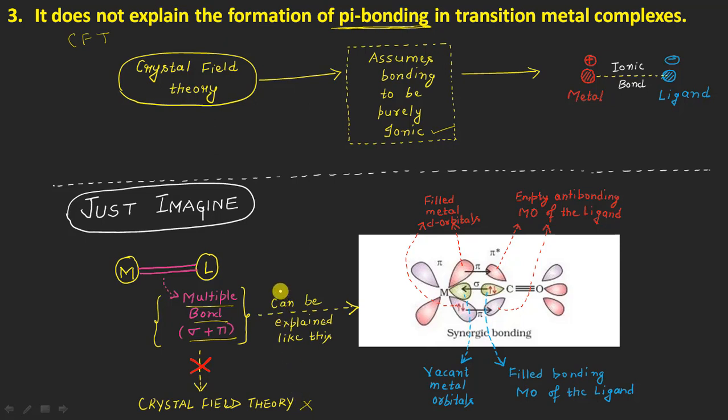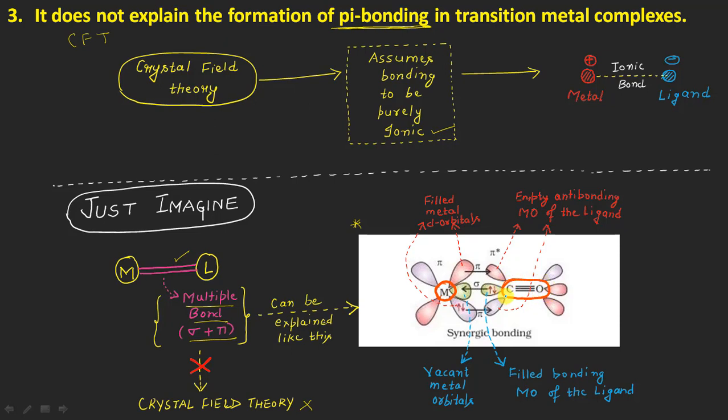So is there any way by which this type of bonding can be explained? I want to say here that yes, there is another theory which can explain this type of multiple bonding in transition metal complexes, and it can be explained by this picture, in which you can see that our metal is present on this side and the ligand, carbon monoxide, is present on this side here, right?